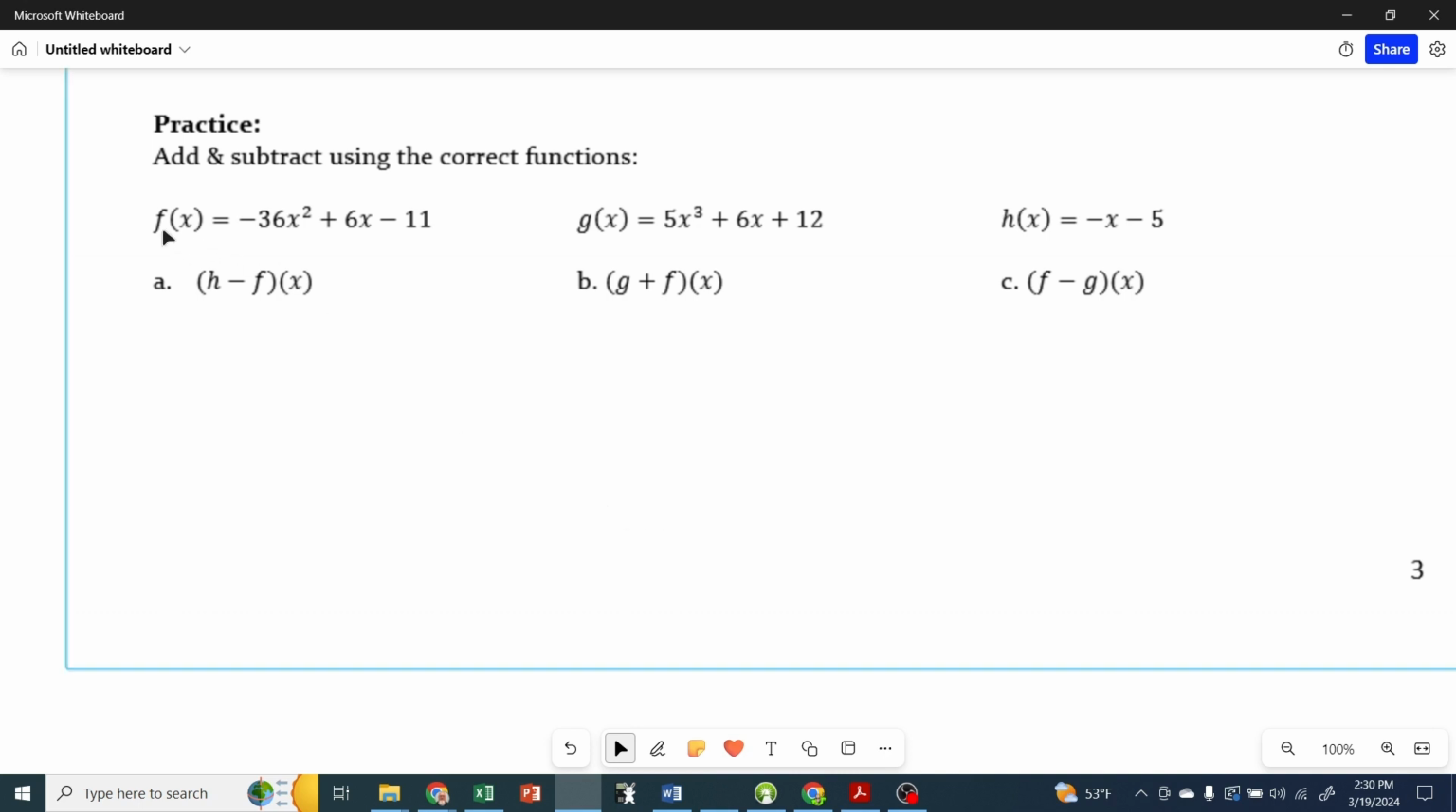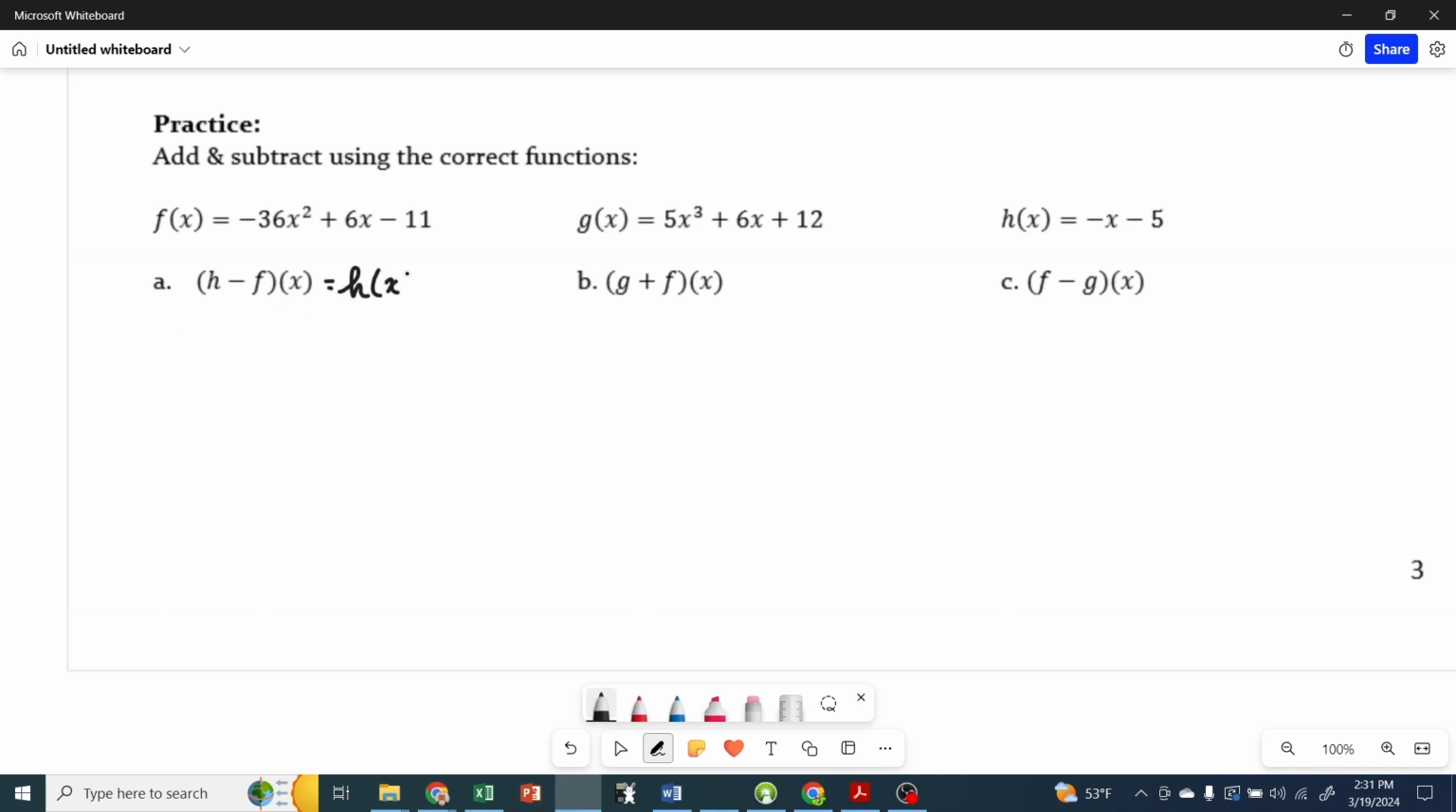Okay, so given f of x is equal to negative 36x squared plus 6x minus 11, g of x equals 5x cubed plus 6x plus 12, h of x equals negative x minus 5. So what are we going to do here? So h minus f of x, that's equal to h of x minus f of x. So h of x is negative x minus 5 minus f of x, negative 36x squared plus 6x minus 11.